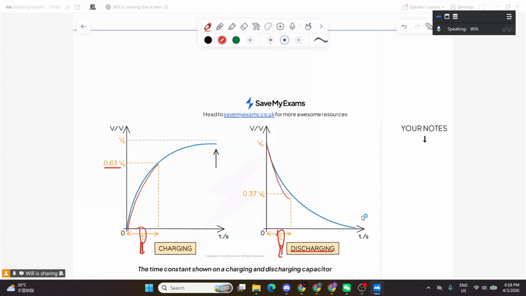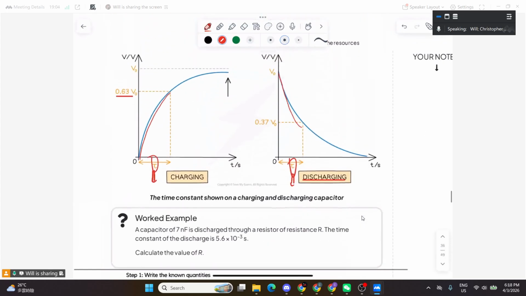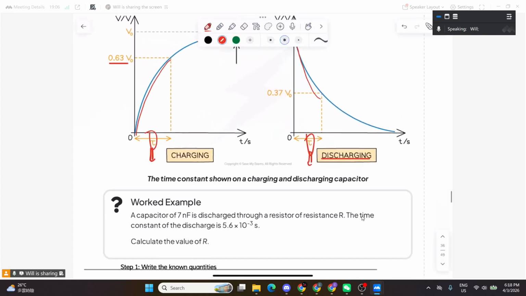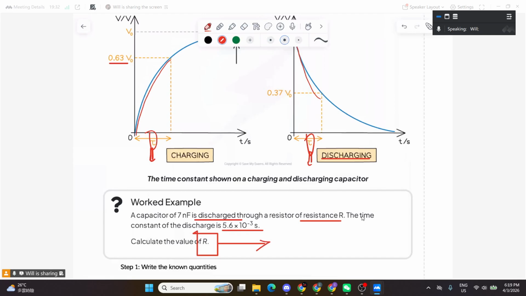Look at the worked example. A capacitor of 3 nanofarad is discharged through a resistor of resistance R. The time constant of discharging is given here, and we want to know the value of the resistor. How to solve it?